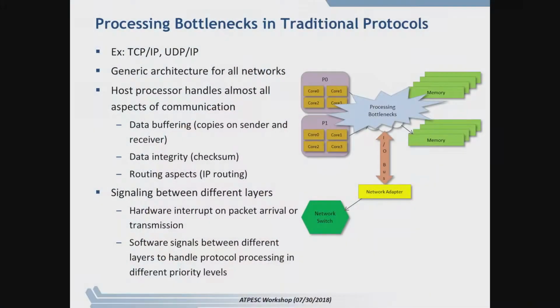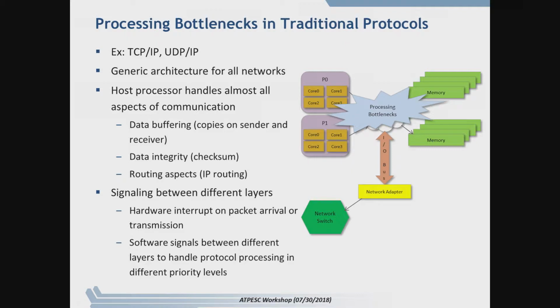So that kind of takes us through network adapters and where we see things going. Now, in terms of software, what we call processing bottlenecks. So back in our old diagram here, what are essentially the bottlenecks that the CPU runs into in the course of network communication? An example here are network protocols like TCP and UDP, essentially software protocols.